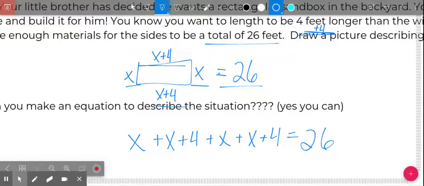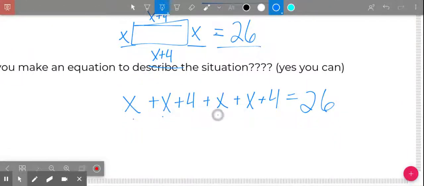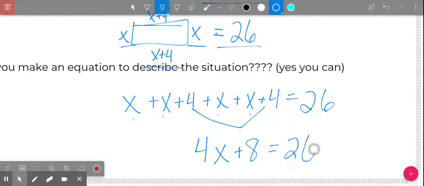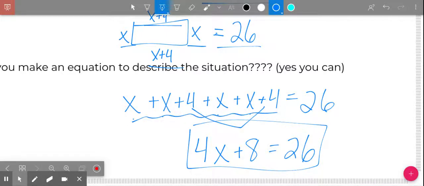From here you can combine your like terms. I have 1, 2, 3, 4 x's, so 4x, and then 4 plus 4 gives me plus 8, equals 26. We will practice solving these and find out what all the different pieces mean in later notes. Right now we're just practicing setting up the equation. All right, once you're finished, you can move on to your homework.